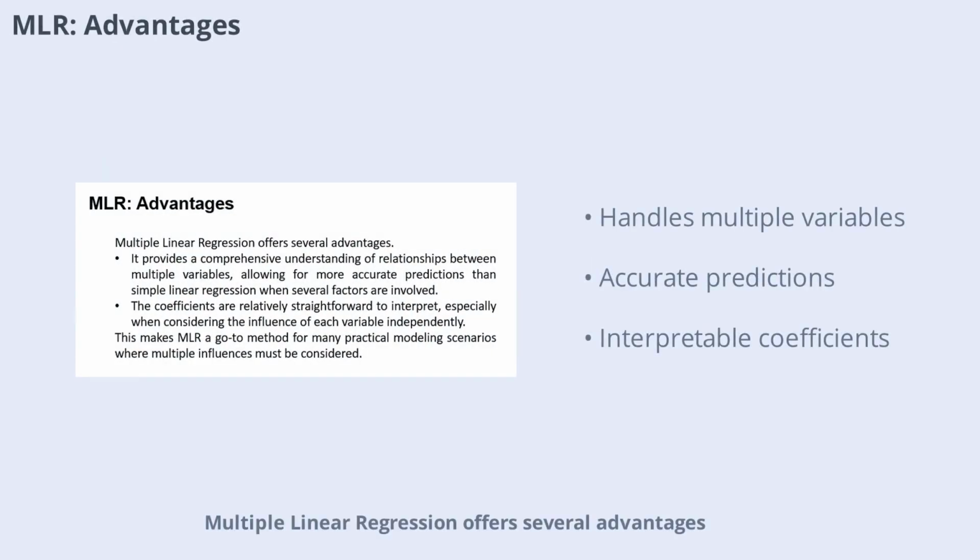Multiple linear regression offers several advantages. It provides a comprehensive understanding of relationships between multiple variables, allowing for more accurate predictions than simple linear regression when several factors are involved. The coefficients are relatively straightforward to interpret, especially when considering the influence of each variable independently. This makes MLR a go-to method for many practical modeling scenarios where multiple influences must be considered.